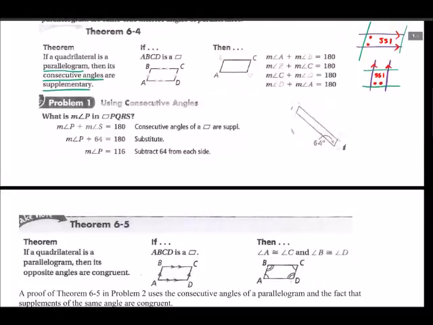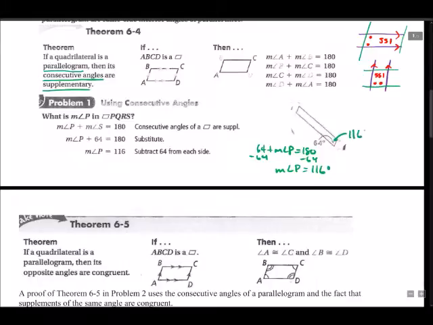Well, what do we do with this? We want to know what is the measure of angle P. It's kind of hard to see over here. This is angle P over here. What's the measure of this angle if this is a parallelogram? Well, I know that these two angles are consecutive, so they're supplementary. So 64 plus the measure of angle P is going to equal 180. Just subtract 64 from both sides. The measure of angle P, 116 degrees. So I can say this angle measures 116 degrees.